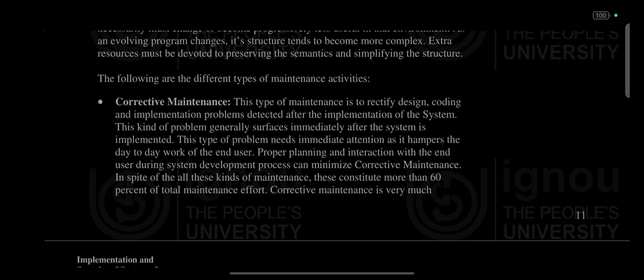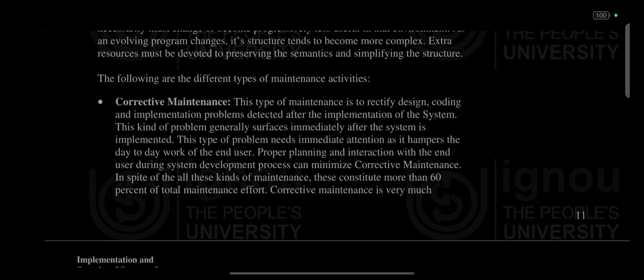Corrective maintenance. This type of maintenance is to rectify design, coding, and implementation problems detected after the implementation of the system. This kind of problem generally surfaces immediately after the system is implemented. This type of problem needs immediate attention as it hampers the day to day work of the end user.